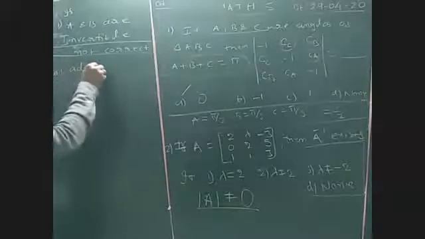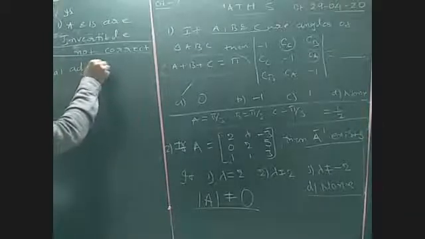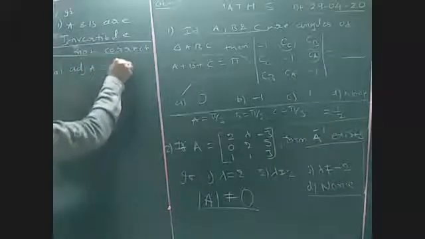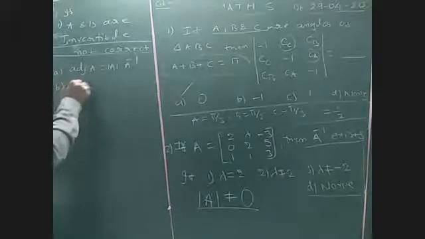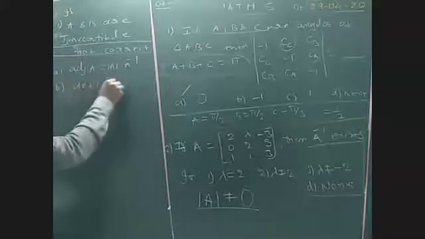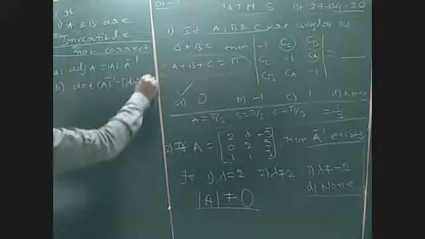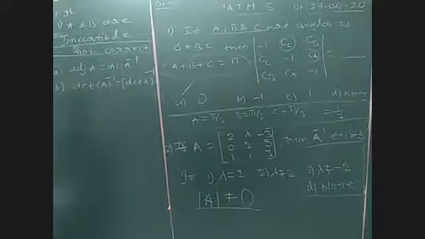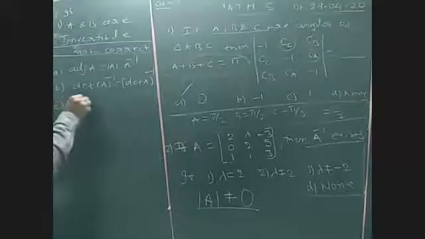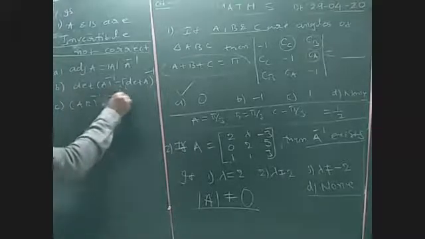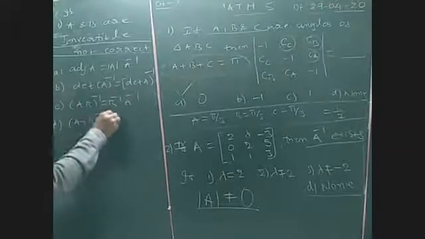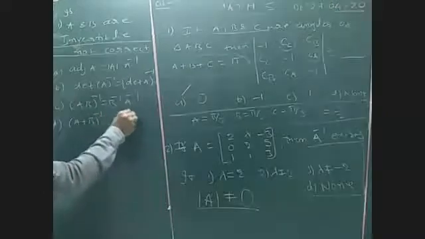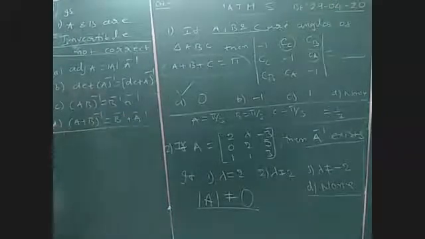Adjoint of A is equal to delta A into A inverse. B option is delta A inverse is equal to delta A whole inverse. And C option is AB whole inverse is equal to B inverse A inverse. And D option is A plus B whole inverse is equal to B inverse plus A inverse. Which one of the options is wrong?